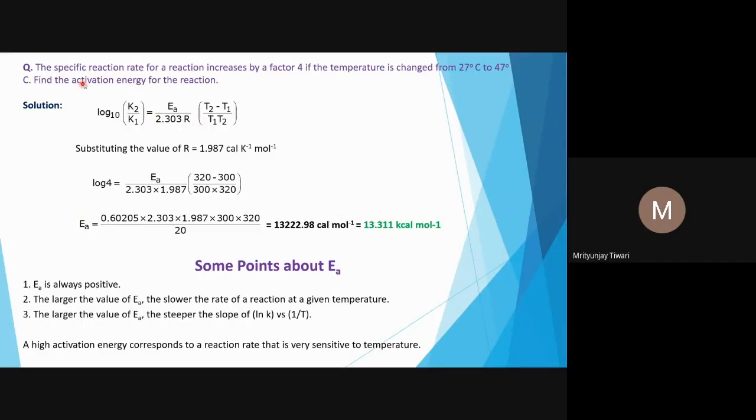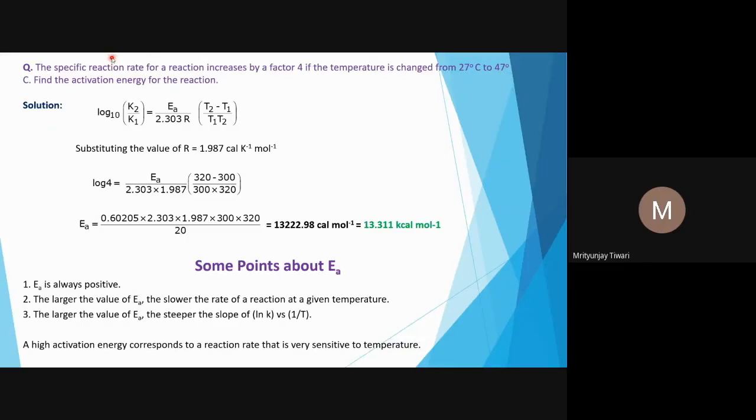The next question is: the specific reaction rate for a reaction increases by a factor 4. The reaction rate, it is saying, increases by a factor 4. Temperature is changed from 27 degrees centigrade to 47 degrees centigrade.